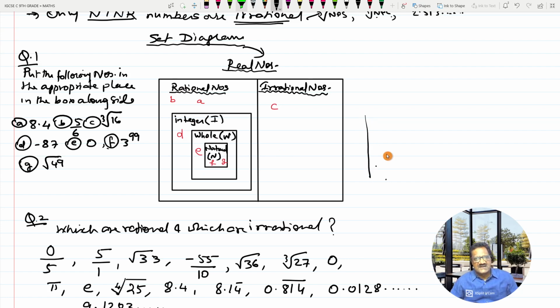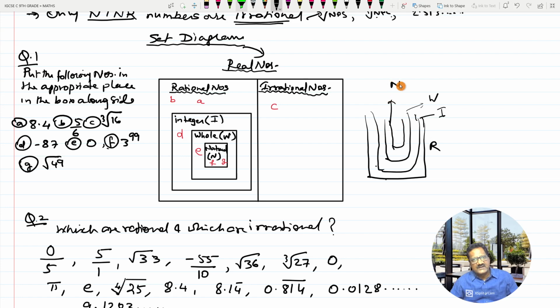So suppose this is a box of rational numbers, then inside this box you will have a box of integers, and inside integers you will have a box of whole numbers, and inside whole numbers you will have a box of natural numbers. So this is the order. The outer box is rational numbers. I'm sorry, it should be Q, not R. So the outermost box is representing your rational numbers Q.